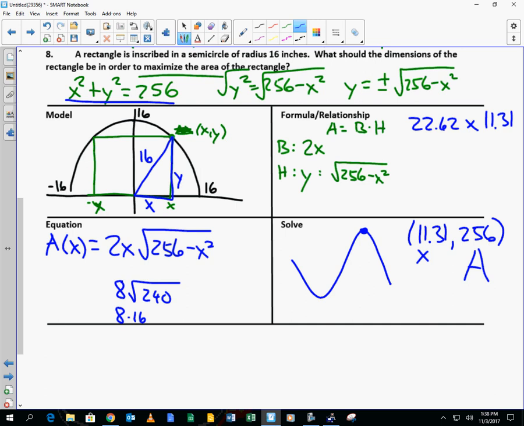How do I get which part? I just take 11.31 and I plug it in here, and I'll get 11.31. You don't plug in 22.62. It says that the height is 256 minus x squared.